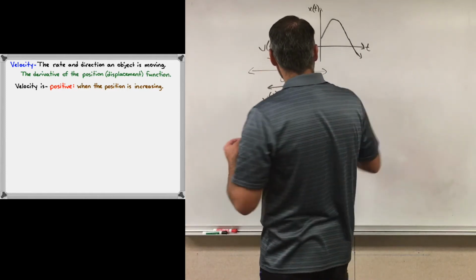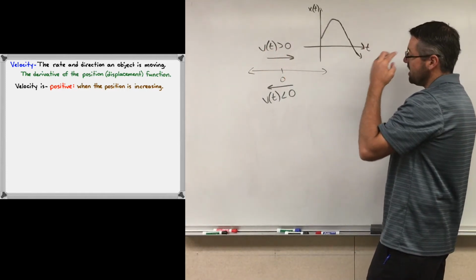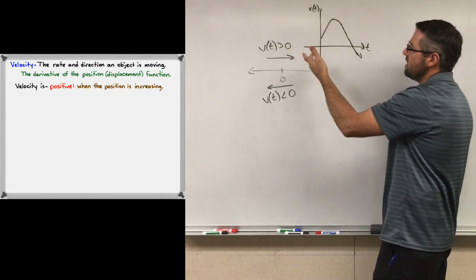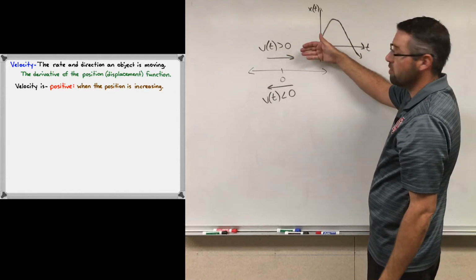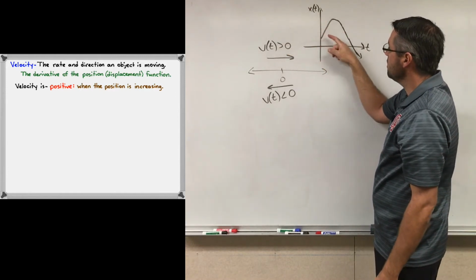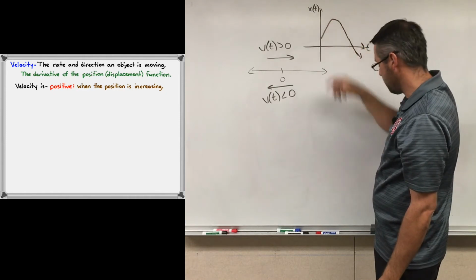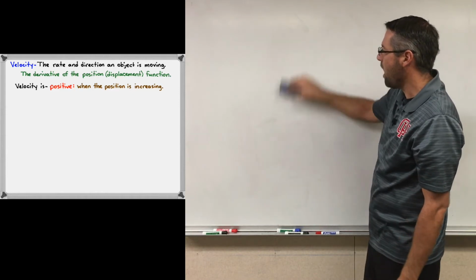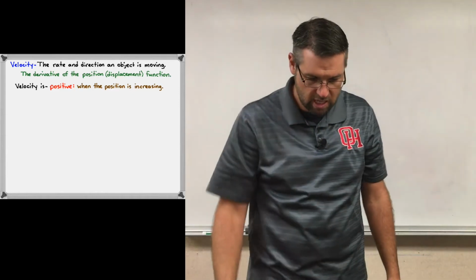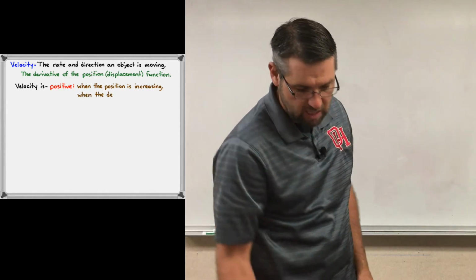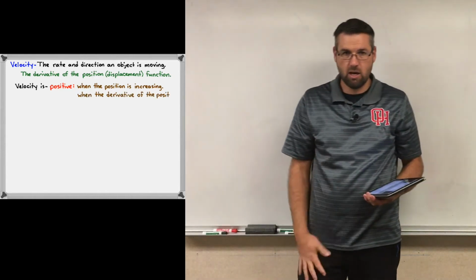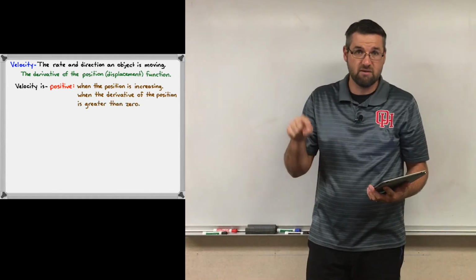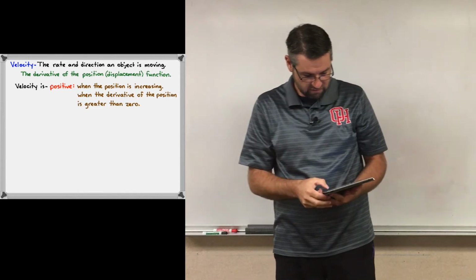But the really important relationship is that if we see velocity is positive, that implies that the position is increasing. You can see that because remember, velocity is the slope of the position function. The slope is positive in this region, so therefore velocity will be positive. Increasing function implies positive derivative. That's important. And conversely, positive derivative implies increasing function.